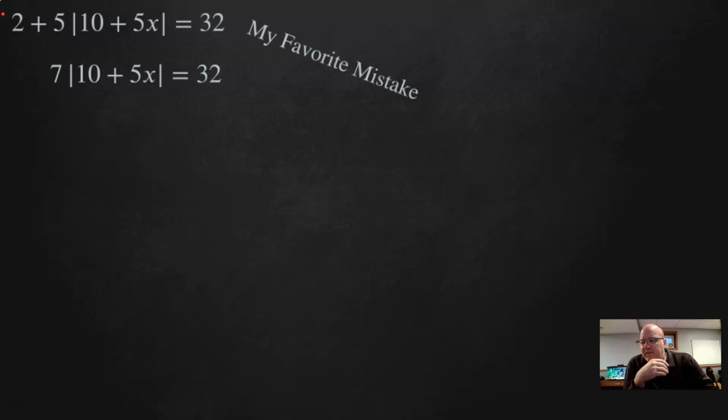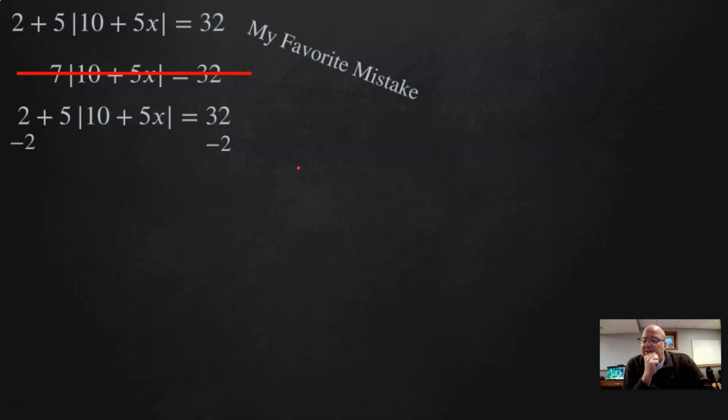Think about it this way. If this were 2 plus 5x, would that give you 7x? And the answer is no, it wouldn't. So that cannot be done. So that's my favorite mistake. So what should we do instead? Well, what we're going to do is go ahead and get that 2 out of there. So we're going to subtract a 2 from both sides, and that gives me 5 times the absolute value of 10 plus 5x equals 30.